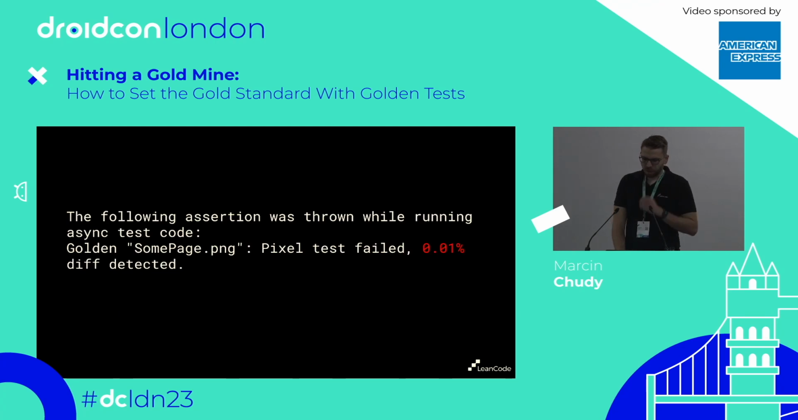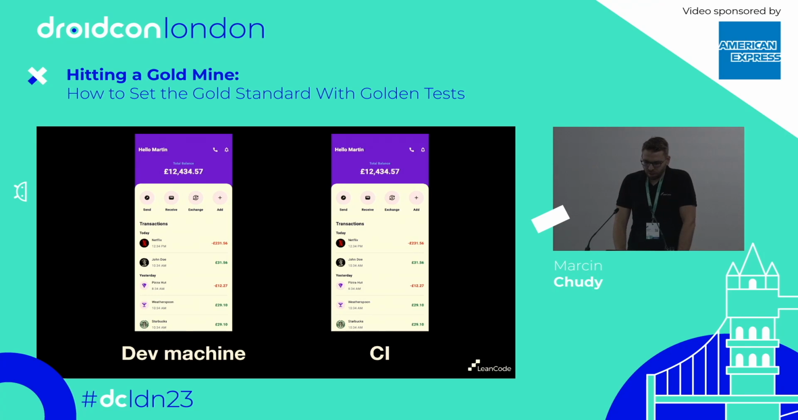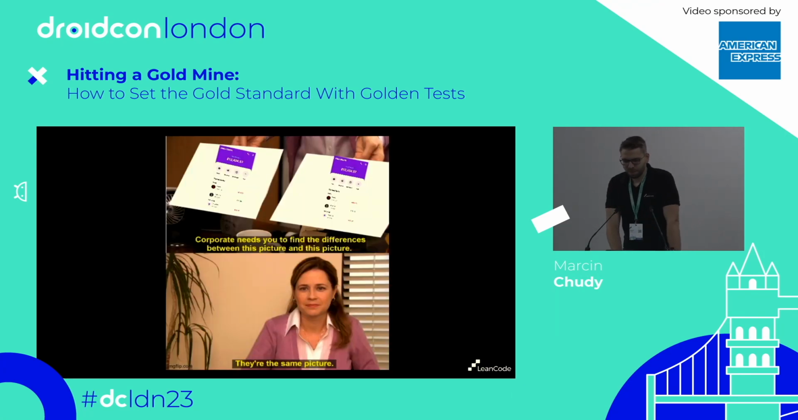So what happened is that we would start seeing this on the CI. So our tests would fail with a 0.01% difference. Not all of them, but many, many of them. And if we take a look at those images, on the left it is the output from the dev machine, on the right from the CI. So there's no difference. A human cannot tell any real difference between those images.